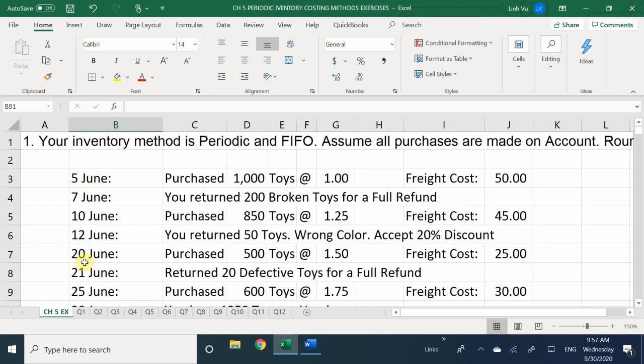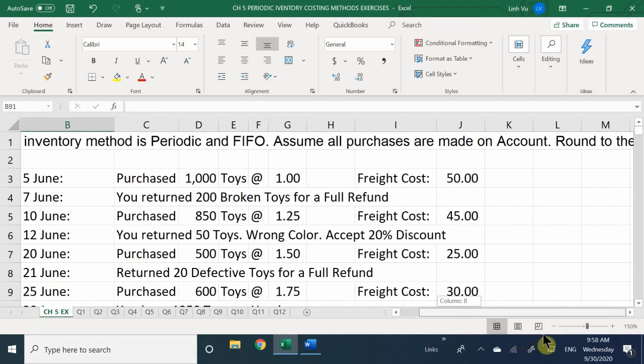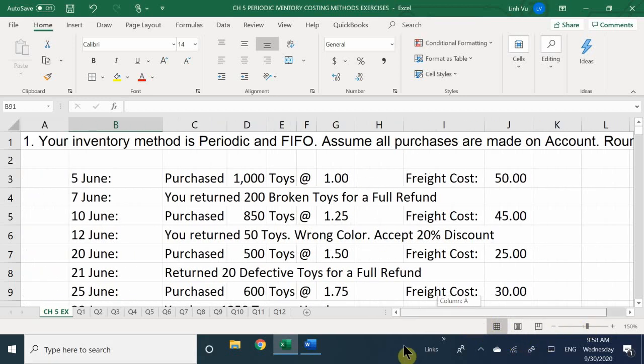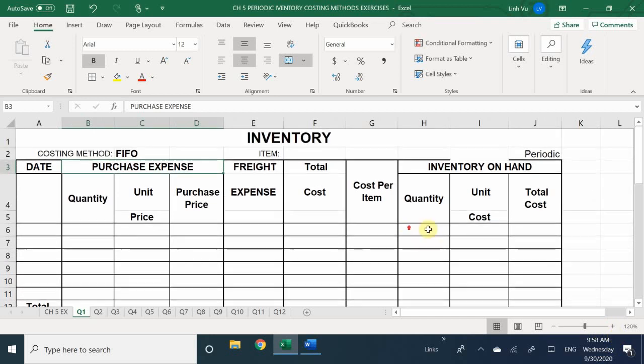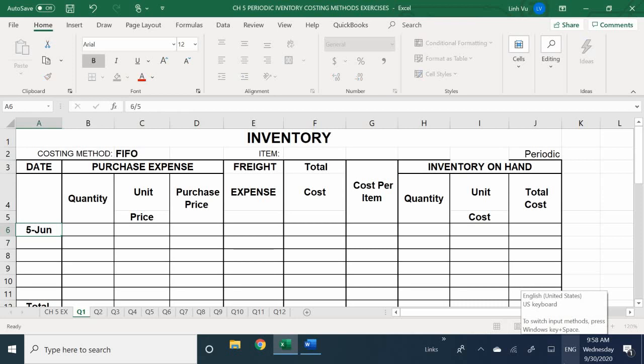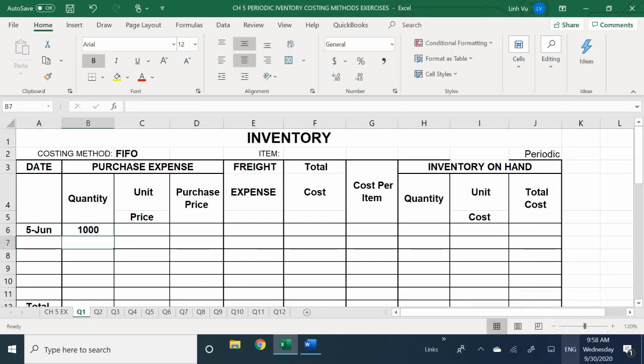So question number 1 says your inventory method is periodic and FIFO. We're going to assume that all purchases are made on account, and it says to round to the nearest penny. So on June 5th, we purchased 1,000 toys at $1 each with a freight cost of $50. Here I'm going to make sure I'm on my fresh worksheet. So on June 5th, we bought 1,000 units at $1 and freight was $50.